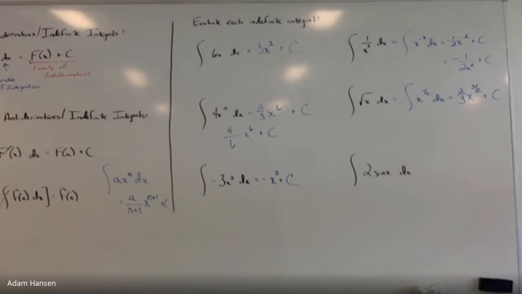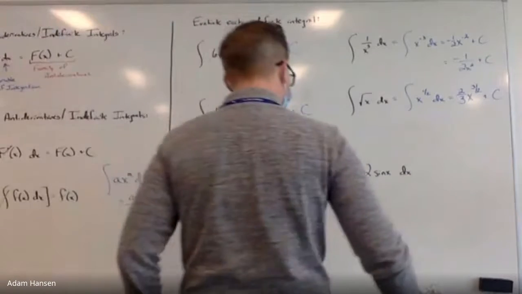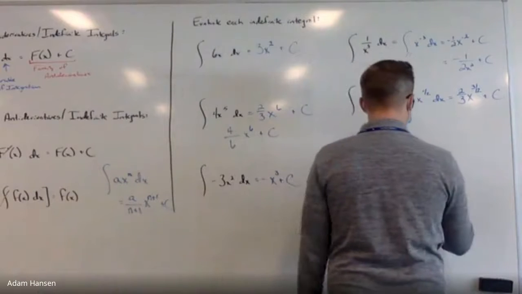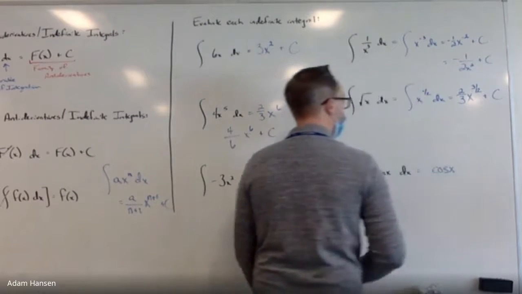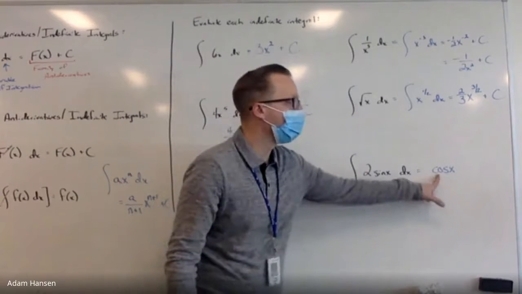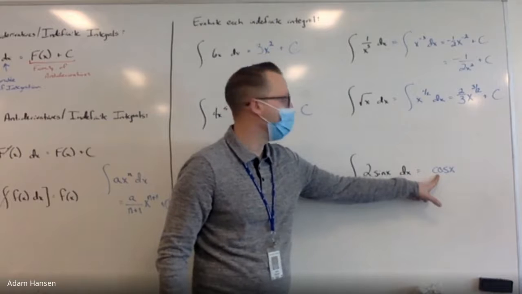Okay, try some trig functions. Rational, radical, now a trig function. What is the antiderivative of 2 sine x? What trig function would this be in terms of? Cosine. Okay, so I know it's got to be in terms of cosine. Sines and cosines go together. What's the derivative of cosine x? Negative sine. Negative sine x.